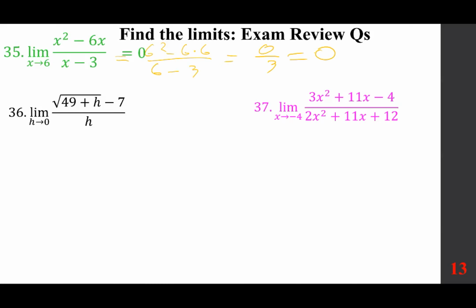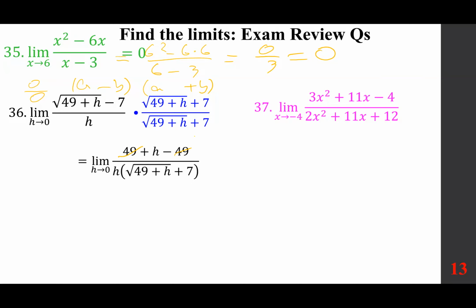For number 36, if you plug in, you get 0 over 0. You multiply and divide by the conjugate. This is a minus b again, a plus b, and the answer is a squared, which means 49 plus h comes out, minus b squared, that means minus 49, and the denominator, you write it as a product.